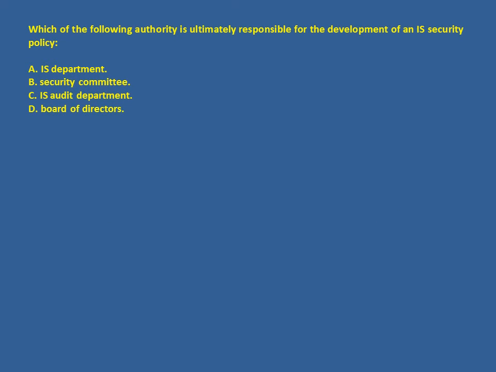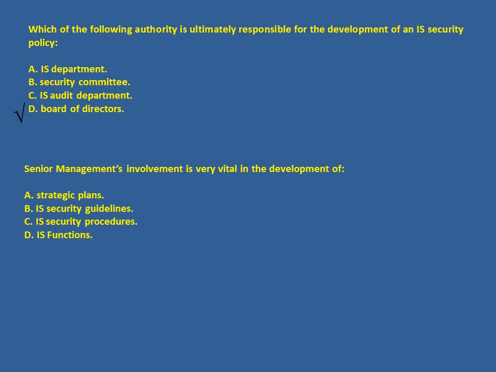Let us discuss some questions on the concept. Which of the following authority is ultimately responsible for development? So, whenever ultimate responsibility comes, it's but obvious board of directors. Next question. Senior management's involvement is very vital in development of. So, whenever involvement of senior management is required, but obvious strategic plans are to be there. IS security guidelines, procedures, and IS function are basically routine activity.